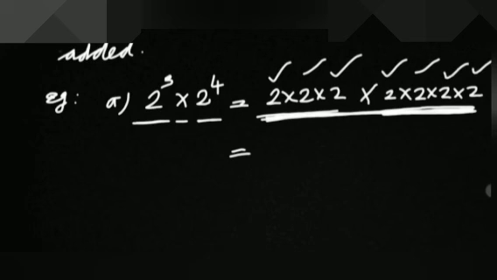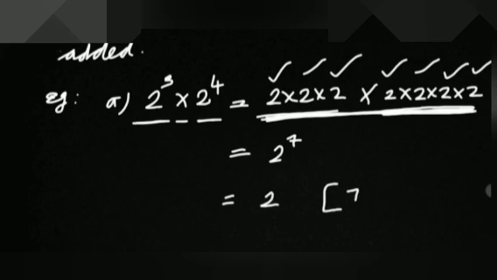All together, 2 is multiplied how many times? 2 is multiplied 7 times. 2 is multiplied 7 times means what? 2 raised to 7, isn't it? Okay, good. This is equal to 2 raised to 7. That's equal to 2 raised to, instead of 7, what can be written?